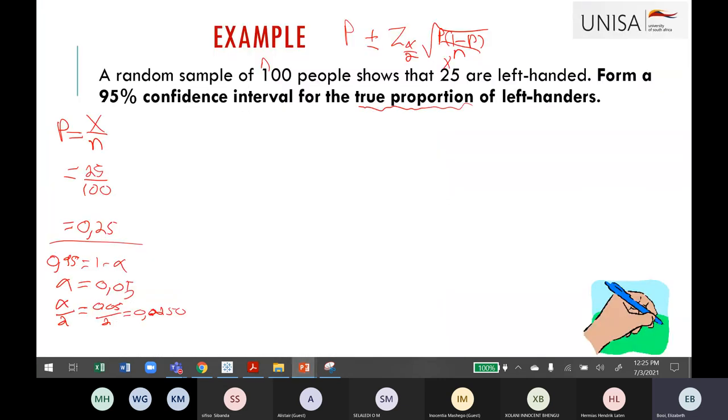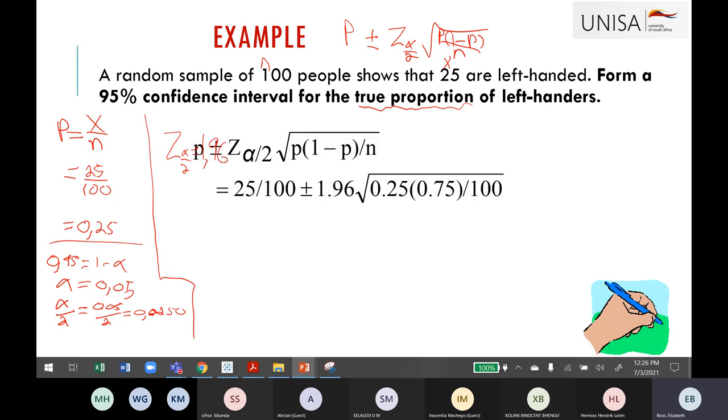So therefore, I know that my z alpha divided by 2 is 1.96. So since I know that, then I can start substituting into the equation.